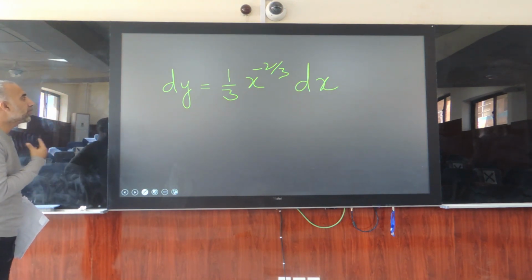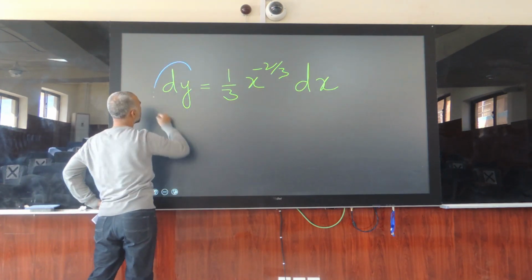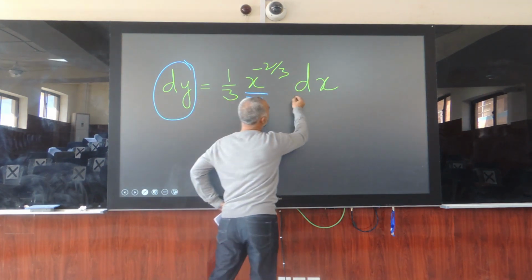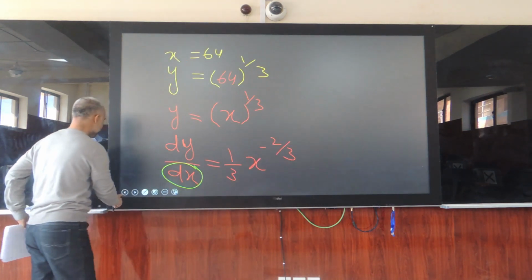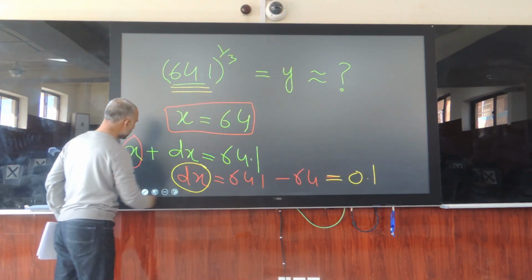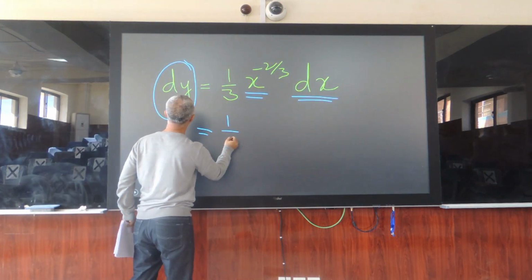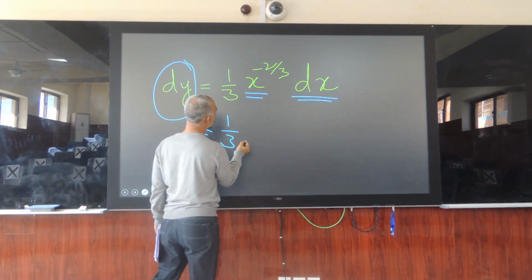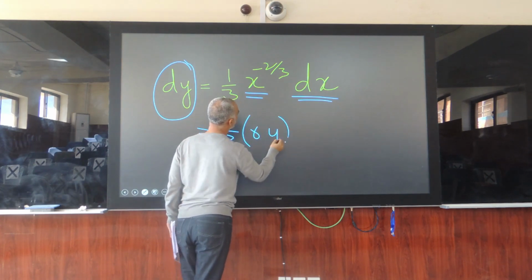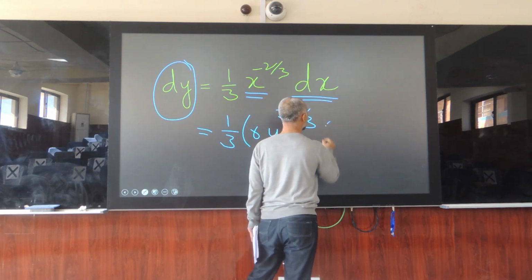Now what we want to do is determine the value of small change in y. We want to determine this value, with the assumption that x is 64, and we know dx from this equation. dx is equal to 0.1, x is 64. So by substituting these values, we can determine the small increment along the y-axis: 1 over 3, and here 64 to the power minus 2 over 3, and dx is 0.1.